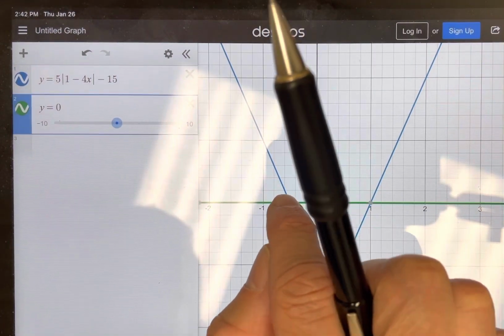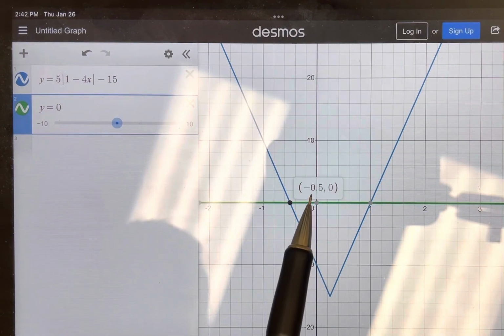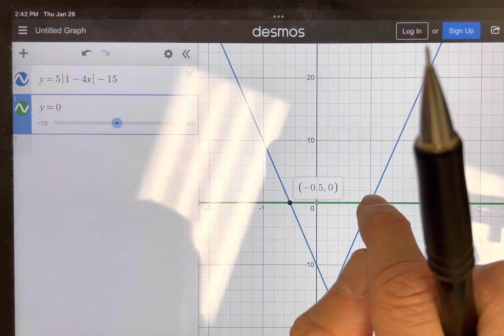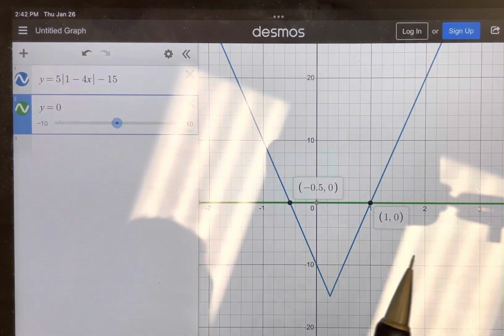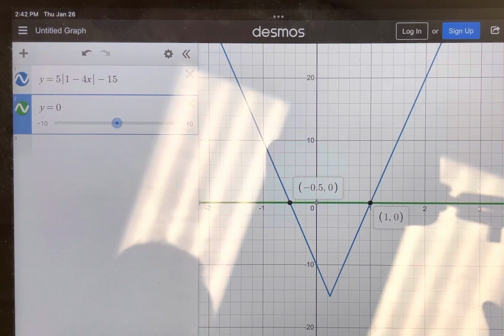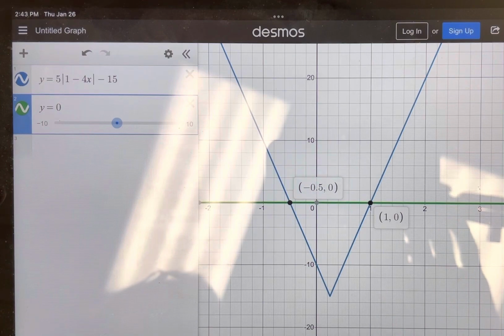Let's touch the first one on the left, and there's my -1/2, which is what I got algebraically. And then let's touch the second intersection on the right, and there's my x equals 1, which is also what I got algebraically. So there you have it, working with absolute value functions or equations.